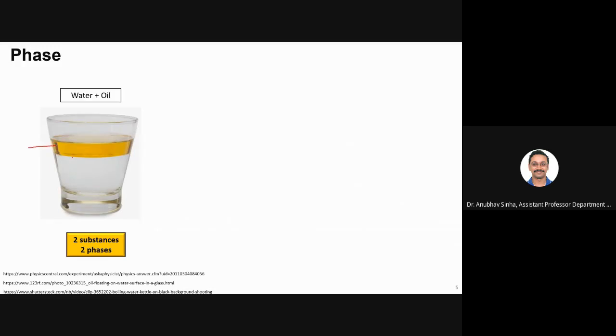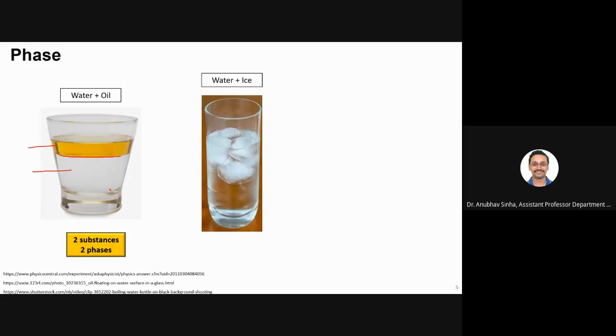Because there are two different substances and they are separated by a boundary. Okay, if suppose instead of oil I have any liquid which dissolves in water, which is miscible. If it is homogeneously mixed, then we'll have one phase. But for example, if I mix sugar instead of oil, so it will be one phase. But since we have two different phases, although both are in liquid, they are having a boundary layer, boundary separation. So this is called two phases.